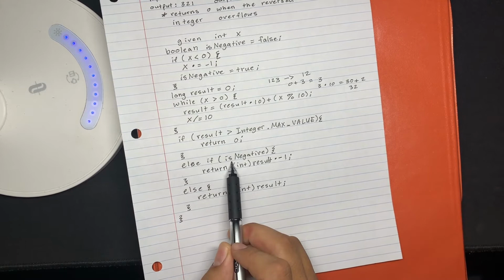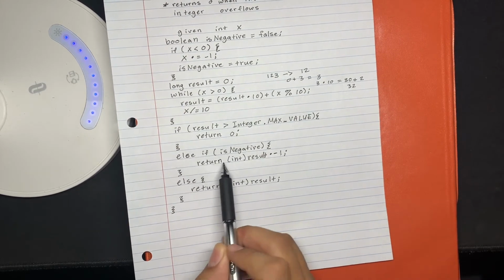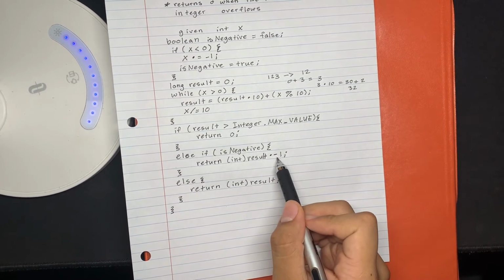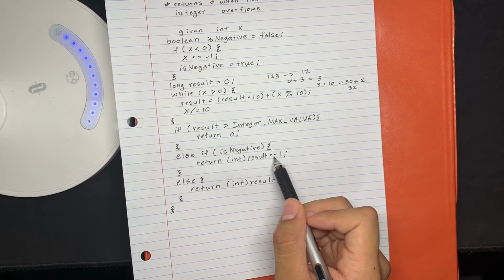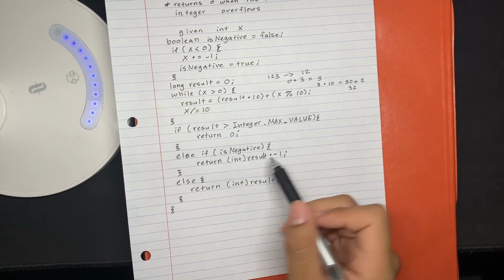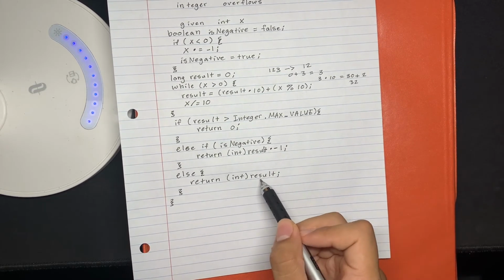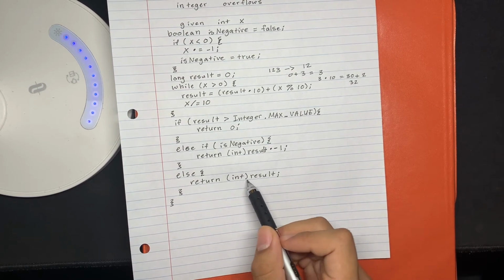So right here, since it is negative, we're going to return it back to a negative value. And how we do this is by multiplying it by -1. So it could return to negative, and then we could just return it right away. And if it's not negative, then we're just going to return the value, which would be the result.